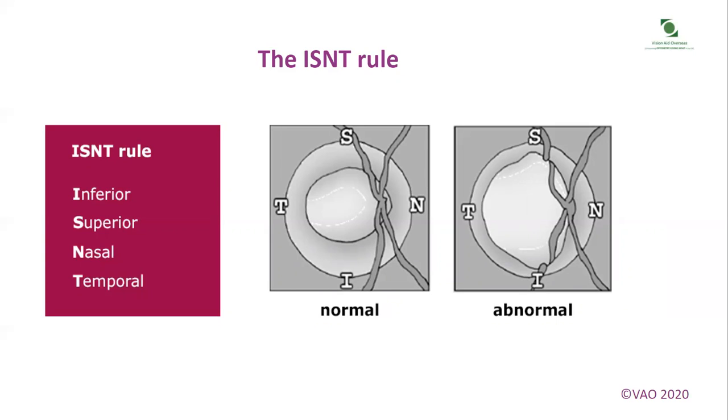This is a depiction of the ISNT rule. The disc shown on the left is regarded as normal, where the inferior neuroretinal rim is thicker than the superior, which is thicker than the nasal, and then the temporal. In the picture on the right, the inferior rim is not thickest, and in this situation, this would be regarded as abnormal, as there would have been loss to the neuroretinal rim, both inferiorly and indeed superiorly in this diagram.